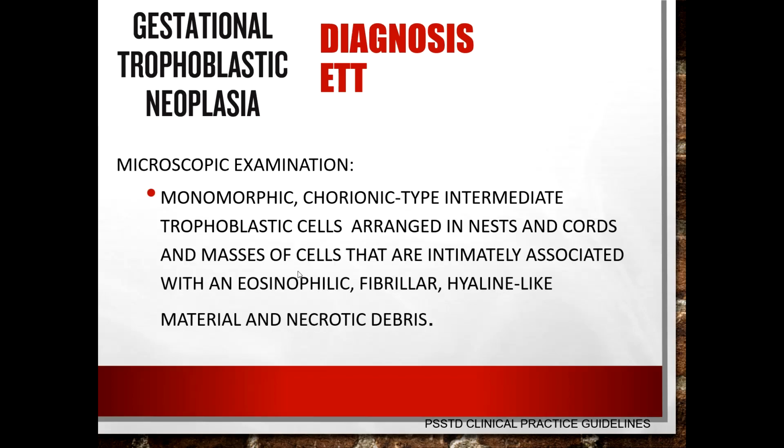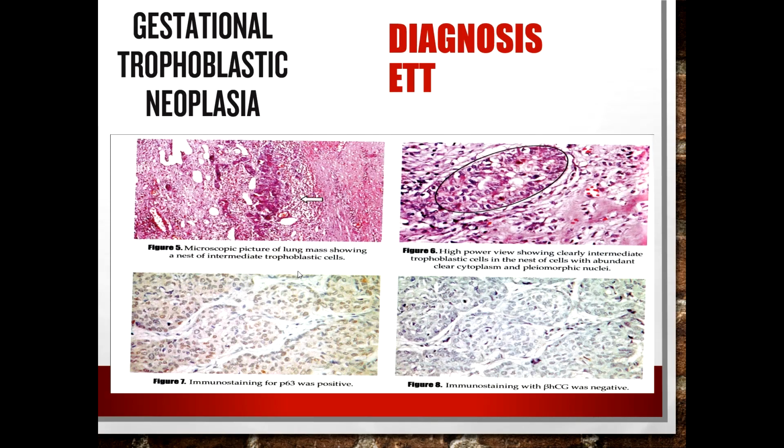Microscopically, the tumor is composed of a relatively uniform population of mononucleate intermediate trophoblastic cells, forming nests and solid masses. The cells would grow in a nodular pattern and would resemble intermediate cells of the chorion laeve, designating them as chorionic type intermediate trophoblasts. This is the histopath picture. So just remember, ETT would test positive for your P63 and negative for beta-HCG.